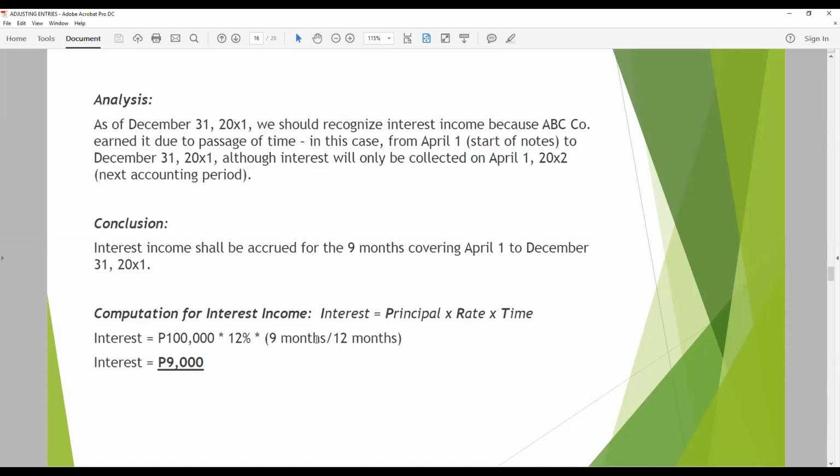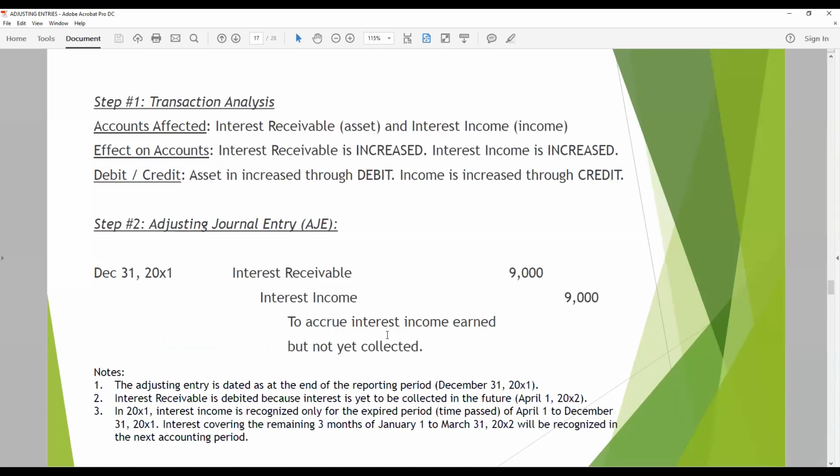So ano yung journal entry nyo to record this 9,000? Debit what? Ano ba? Na-receive na po ba yan, ma'am? Hindi pa. Accrual of income pa lang. Kasi ang Receivable, babayaran pa siya sa April 1. So receivable po. Yes. So debit interest receivable and credit interest income. Yan, correct. Accounts affected, interest receivable asset and interest income. Effect on accounts, interest receivable is increased, interest income is increased.